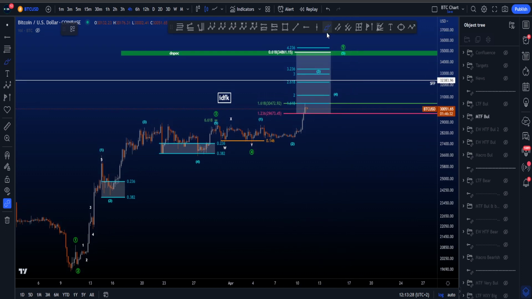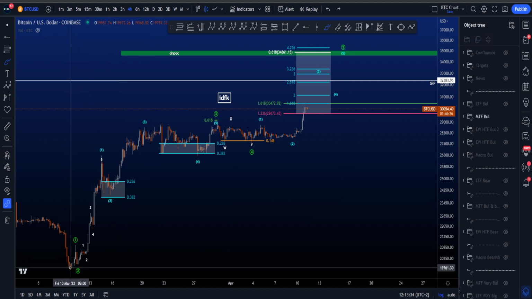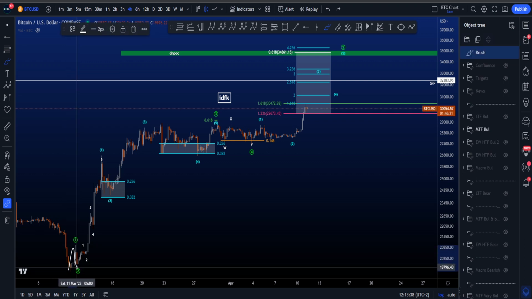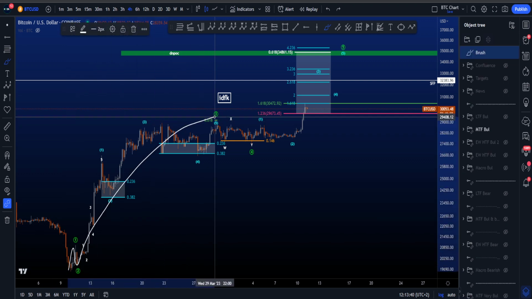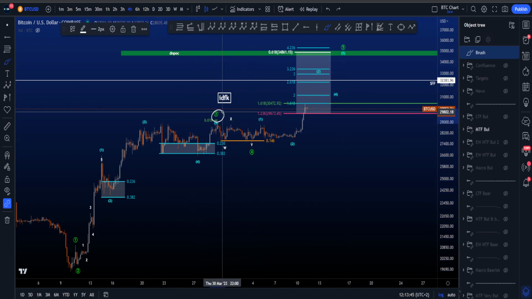First, let's start with the green count, right? That's the higher time frame count. So over here, we have the lows at about 19k, 19.5k. Then we have in green a wave 1, 2. Then we have a big wave 3, a wave 4, and then a wave 5 over here. Now this wave 3 is quite unique.